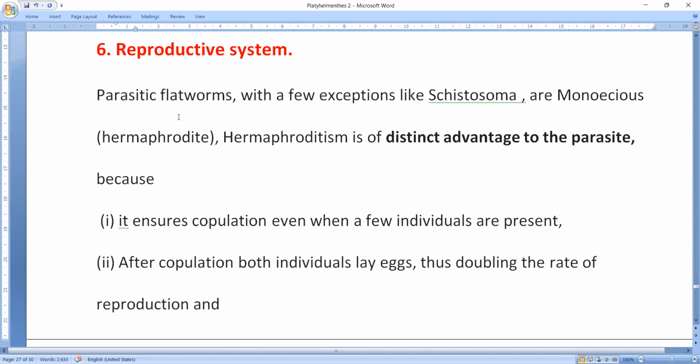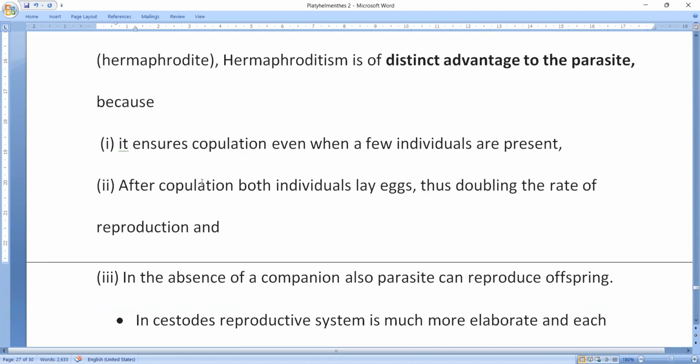Reproductive system: parasitic platyhelminths, with a few exceptions like Schistosoma, are monoecious. That means they are bisexual. So hermaphroditism is of distinct advantage to the parasite. Why? It ensures copulation even when few individuals are present.